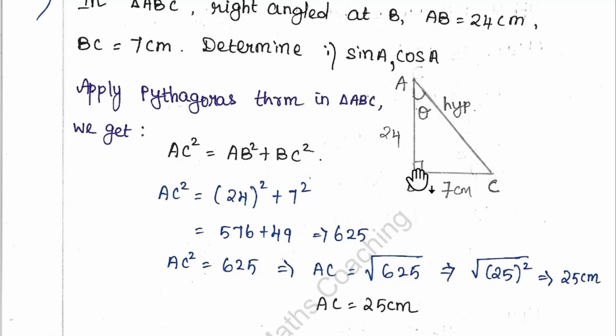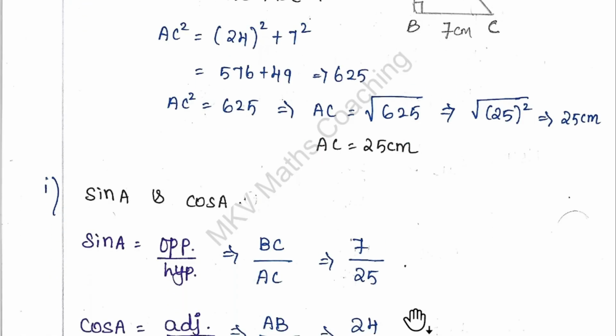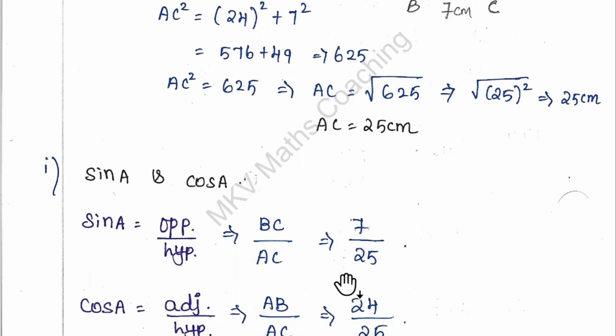If sine B is given, you can take this place as theta. If sine C is given, you can take this place as theta. So what is the sine formula? We have discussed, opposite by hypotenuse is the sine ratio, right? To find the trigonometric ratio value, you have to use the opposite and adjacent values in the formulas. So sine theta is opposite by hypotenuse. They have given sine A. A's opposite side is BC, 7 centimeter. Hypotenuse side is AC, which we just found is 25. So you can write 7 by 25.